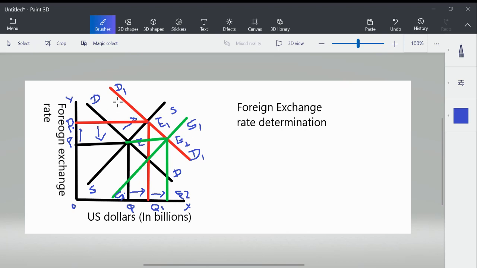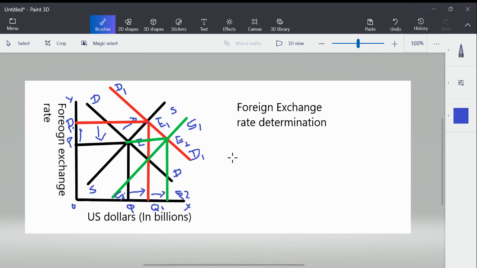So when demand increases and supply increases exactly in the same proportion, the foreign exchange rate will always remain in the same position. If just the demand increases, the foreign exchange price will go up. And if the demand and supply increase by exactly the same proportion, the foreign exchange rate comes back to the original level, because now the increase in demand has been matched with the increase in supply.